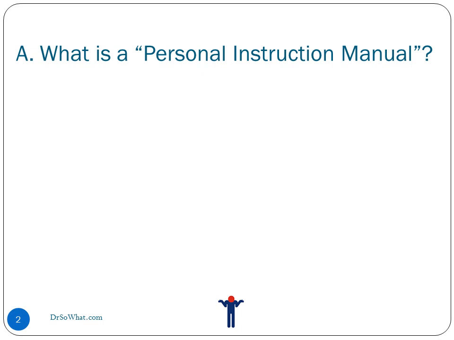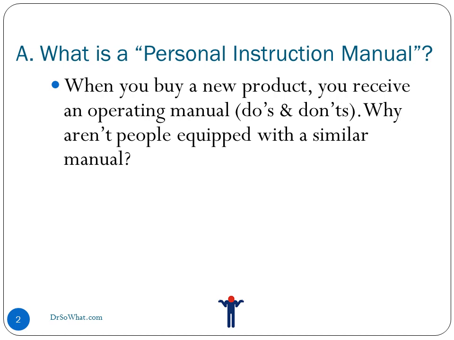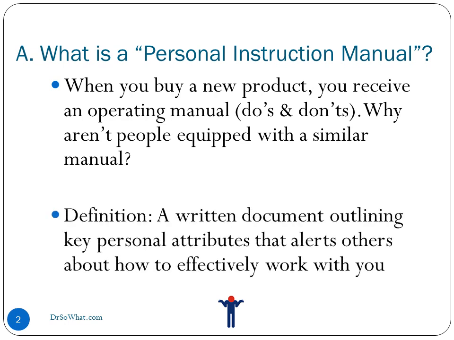What exactly is a personal instruction manual? Well, when we buy a product like an appliance or a computer, we typically receive an instruction manual or guide. Wouldn't it be great if people came equipped with something similar? So by definition, a personal instruction manual is a written document outlining your key personal attributes, and this document alerts others about how to effectively work with you.